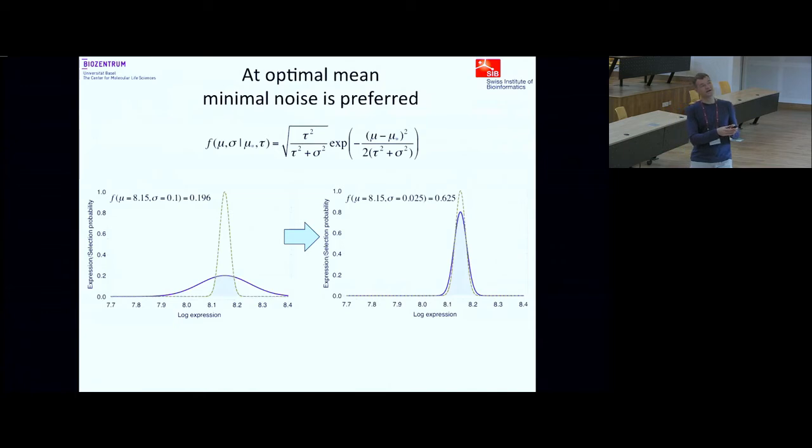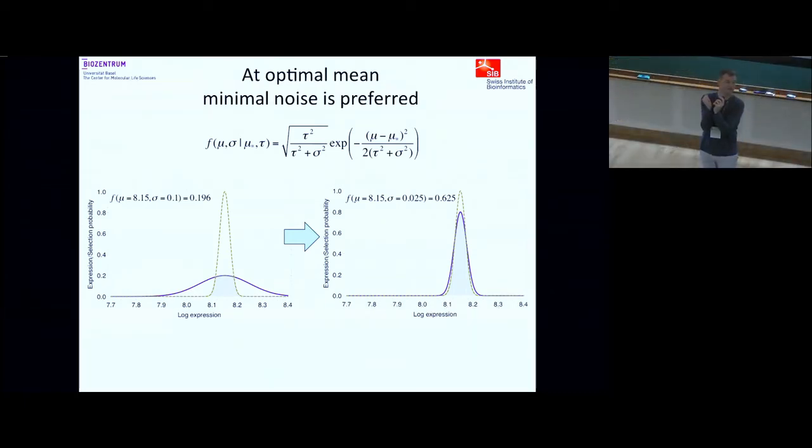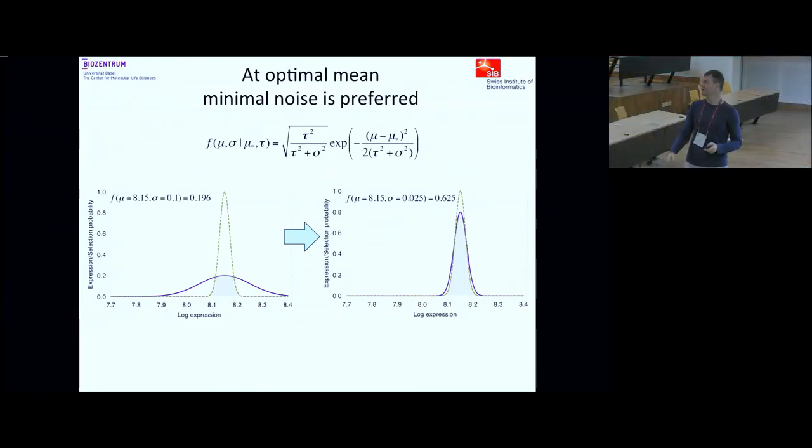Now, once you're at the optimum, right? Once you've optimized your mean, so you've centered your promoter at the target level, you can further increase your fitness by lowering your noise. And you will basically have a selection pressure to lower your noise until the entire population of your cells falls inside the selection window, as I've shown here. So when you have the optimal mean, it's good to lower your noise.